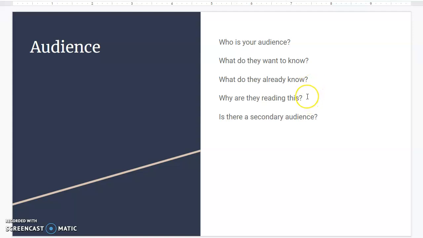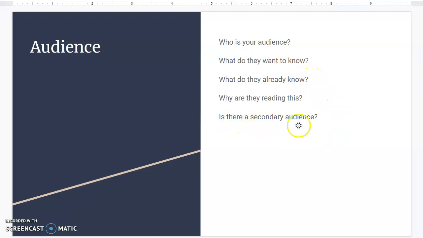And another way to get a handle on this is ask yourself why the audience is reading this. If you figure out why they're reading this, you're going to be more easily able to answer what do they want to know and what do they already know.